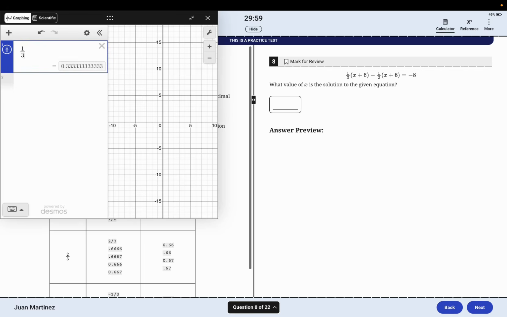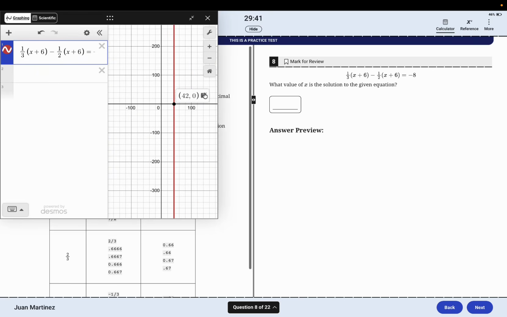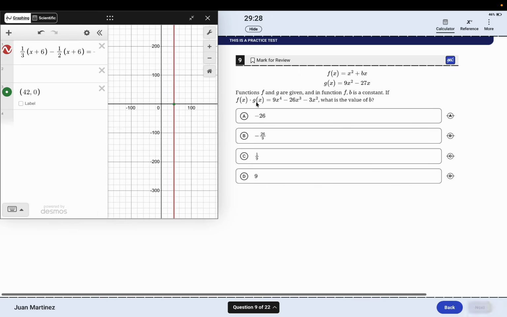Let's graph this. X plus 6 minus 1 over 2 X plus 6 equals -8. So what is the x? That looks to be 42. Let me check if I wrote it correctly, though. Looks like I did, so let's move on.